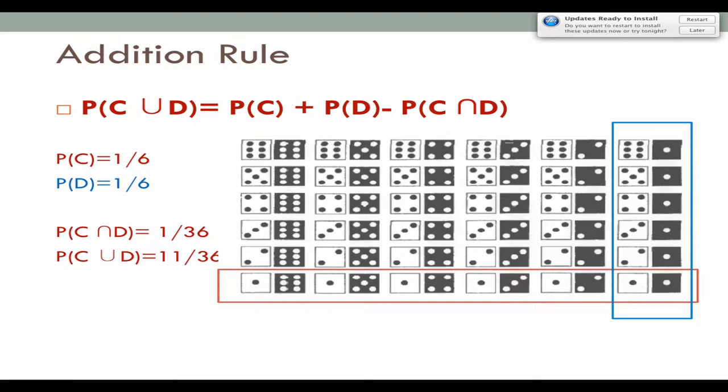But from this example, I want to show you mathematically, there's a formula. It shows up here. There's a formula to compute the probability of C union D. The probability of C union D equals the probability of C plus the probability of D, then we need to minus the overlap of those two events, because when we add the probability of C and the probability of D, the intersection part has been counted twice. So we need to minus this part. So it's 1/6 plus 1/6 minus the intersection 1/36, which is 11 out of 36. This is the addition rule. It shows you how to calculate the probability of the union of two events: the sum of the two single probabilities minus the probability of their intersection.